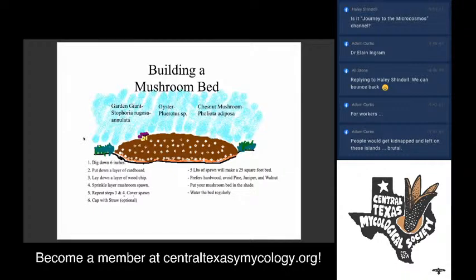I'm drawing a blank. There's so many great ones out there. Someone in the chat, help me out. Let's see. Fungi Perfecti sells the stuff. Mushroom Mountain. Thank you. That was the one that was on the tip of my tongue, but it sounded wrong in my head for some reason. But yeah, Mushroom Mountain.